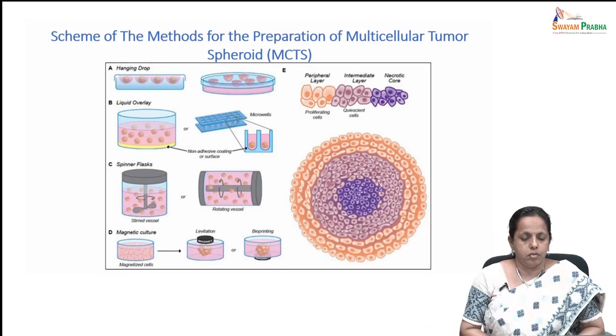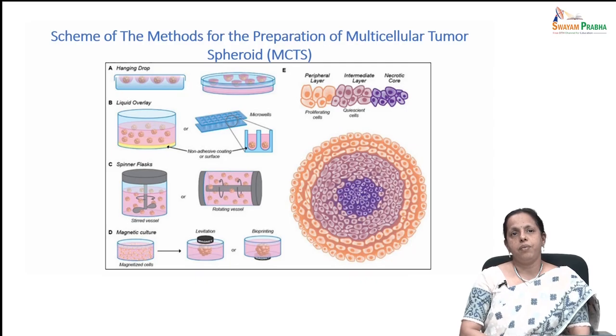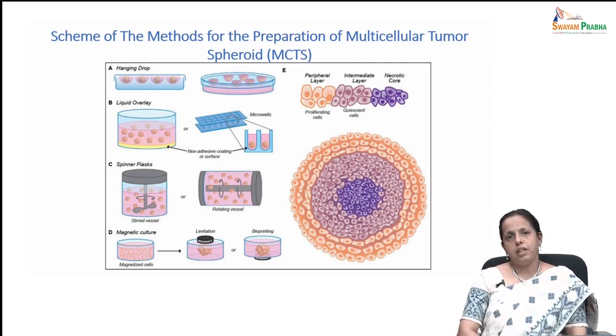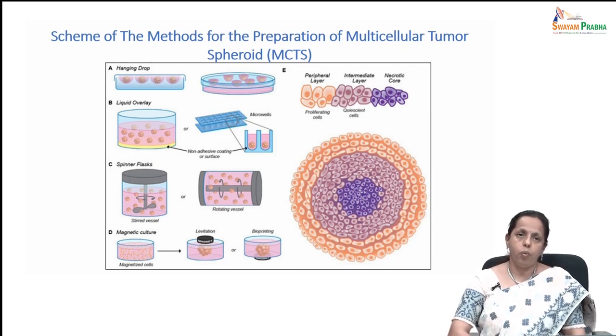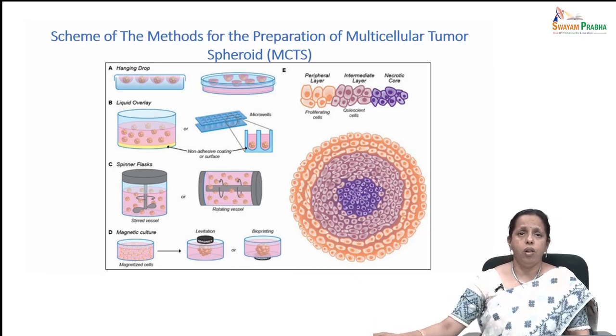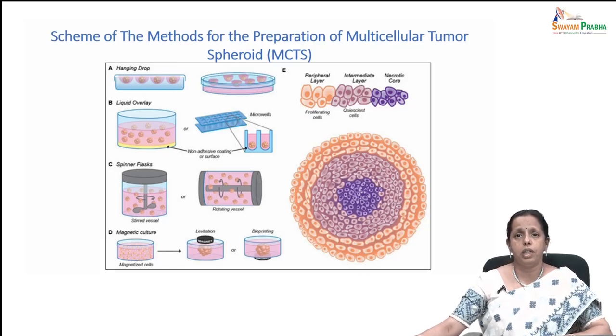2D counterparts. So this gives a scheme for the different methods for preparation of multicellular tumor spheroids or 3D spheroids. We have the hanging drop method, the liquid overlay method, and there are spinner flask and magnetic cultures. In all these methods, we can clearly see how the cells come together at the bottom of a hanging drop, or on the surface of the plates, or in the liquid overlay method, where we can clearly see the accumulation of cells because of a non-adhesive coating on the surface.